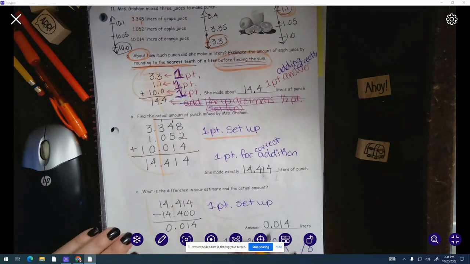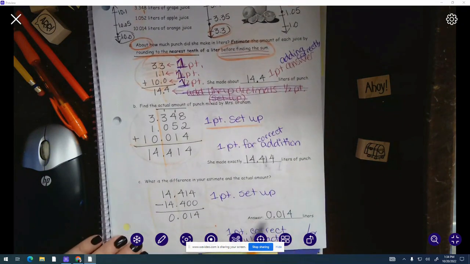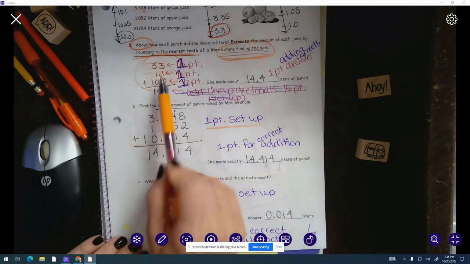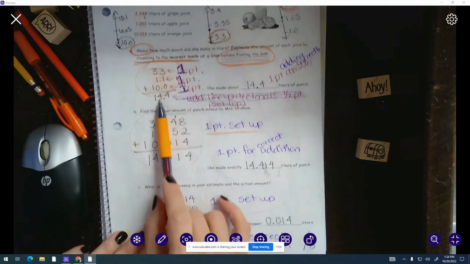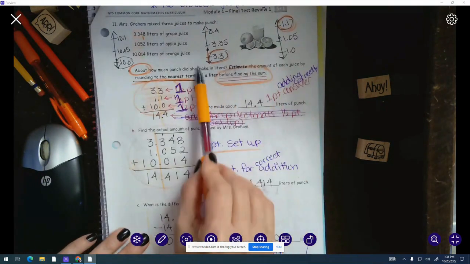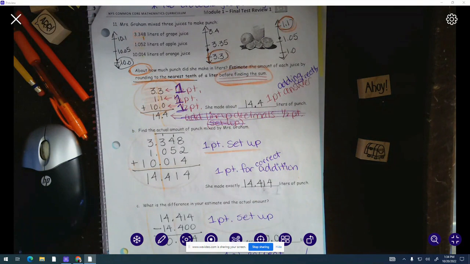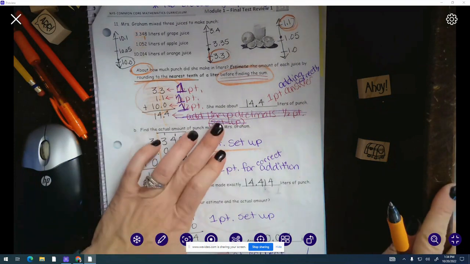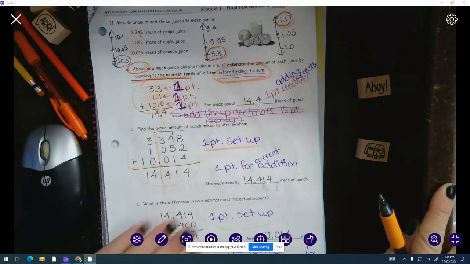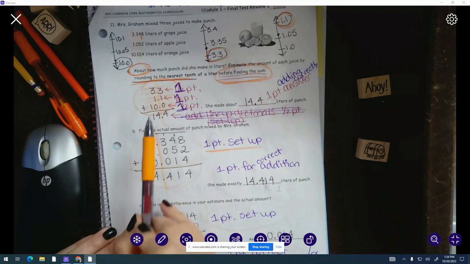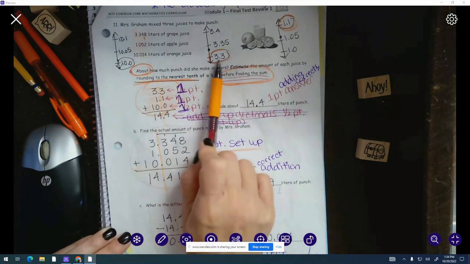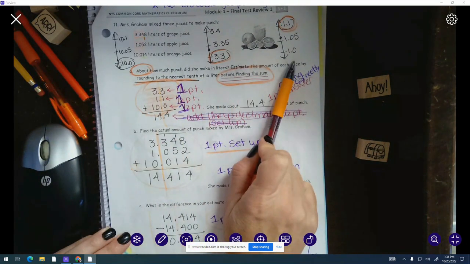Next, this page is worth 8 points. So this is fun. This is rounding. If your rounding does not look like my rounding, you need to revisit that idea. Rounding is not the same as estimating. You round to get an estimate, which is what this is. Here's the actual. So if you didn't remember how to round to the nearest tenth, you could have gone back to your vertical number lines.